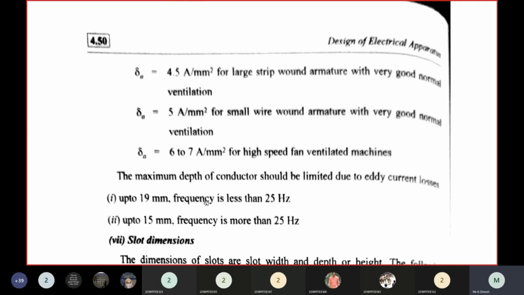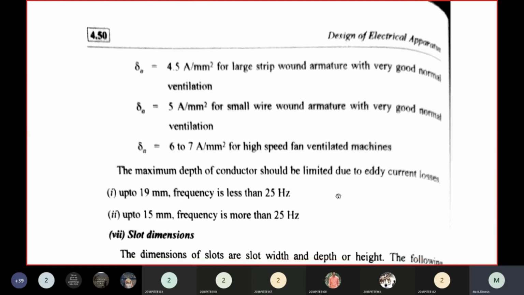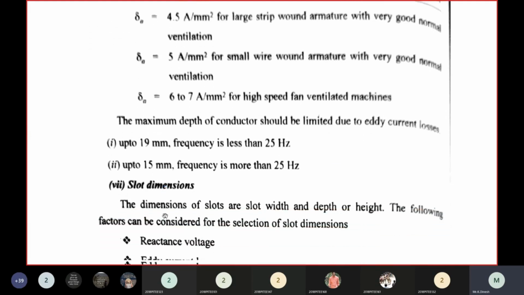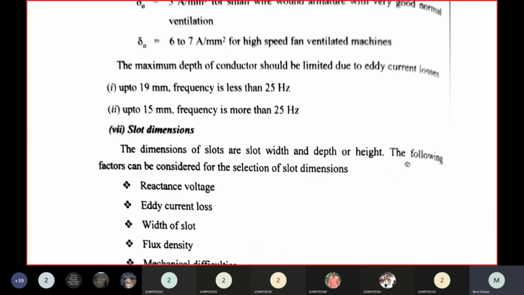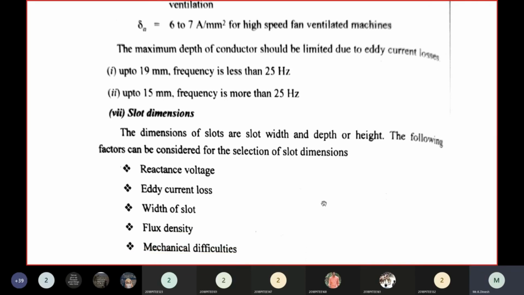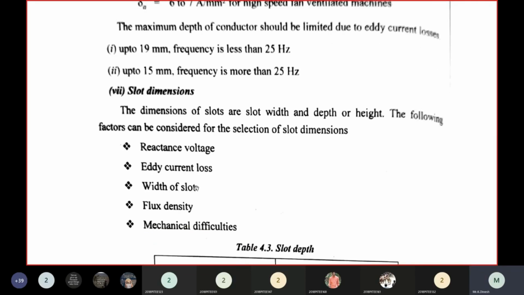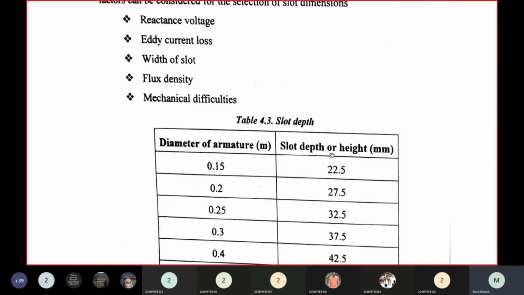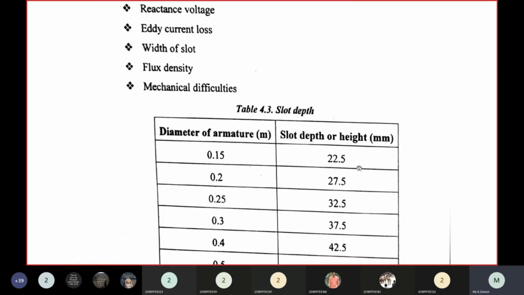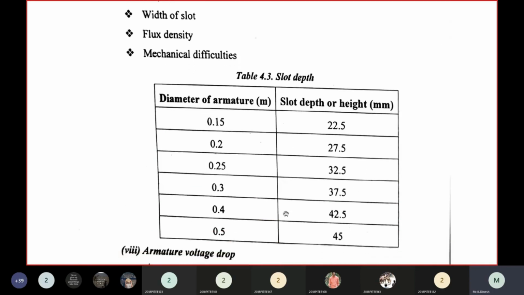Up to 19 mm, the frequency is less than 25 Hz, in order to avoid eddy current losses, and up to 15 mm the frequency is more than 25 Hz. The slot dimensions, meaning width, depth or height, depend on the following factors: reactance voltage, eddy current loss, width of the slot, flux density, and mechanical difficulties. Based on the diameter, you have the slot depth or height: 0.15, 22.5, 0.2, 27.5, and so on up to the 0.5 values.